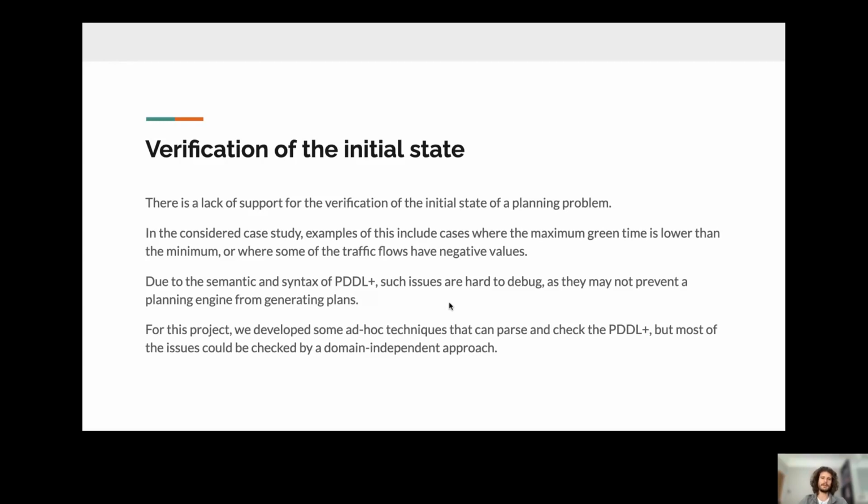In this specific case, what we did was develop some ad hoc techniques for parsing the specific issues that we observed. There is the need for more robust approaches, potentially domain-independent, that can look at the domain model, look at the initial problem instance, and tell you if there is something which is likely to be an issue, at least.